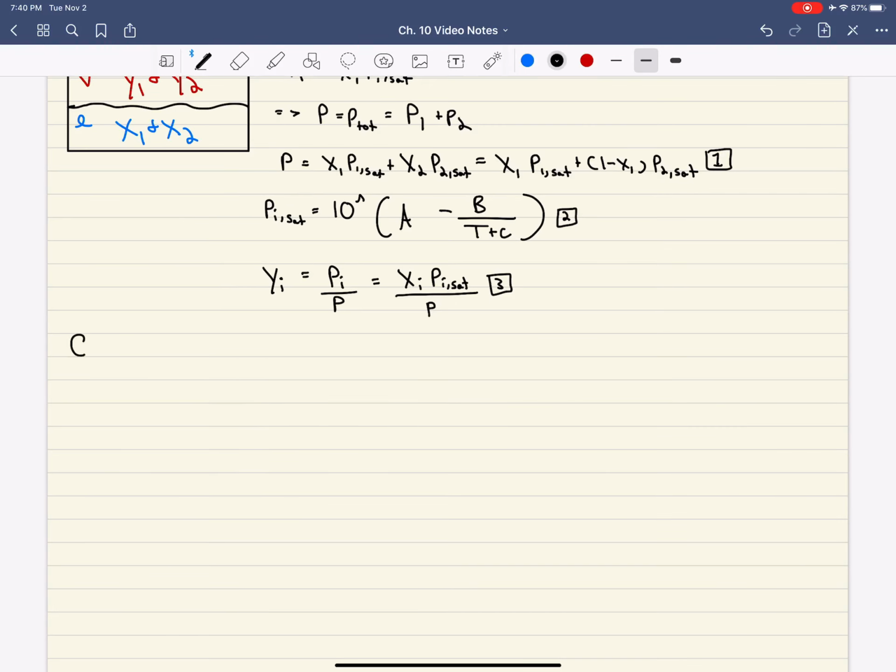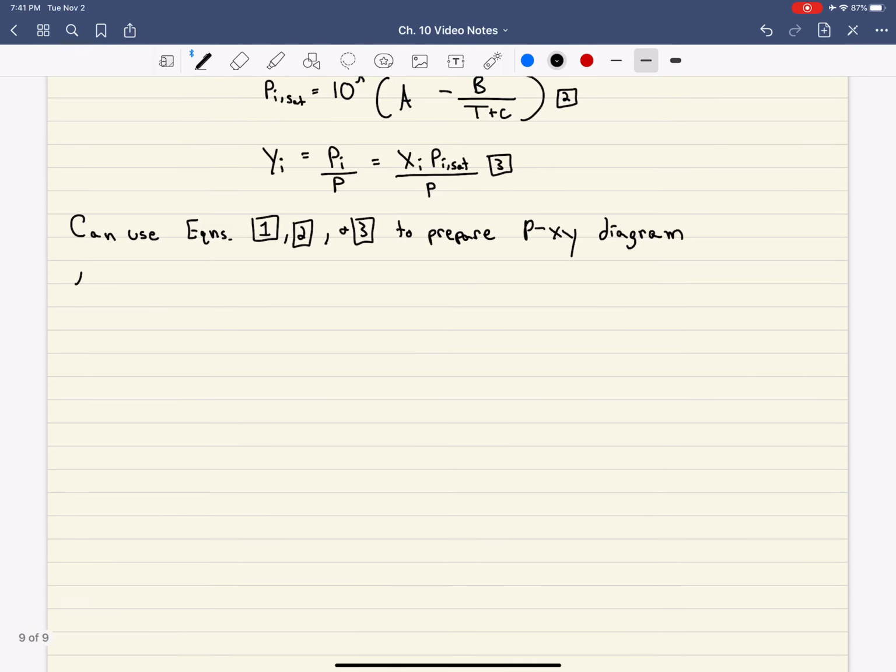And so essentially what we're going to do is use equations 1, 2, and 3 to prepare a PXY diagram. And so essentially the algorithm that you need to follow in order to do this is the following.